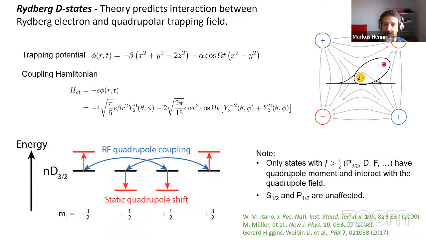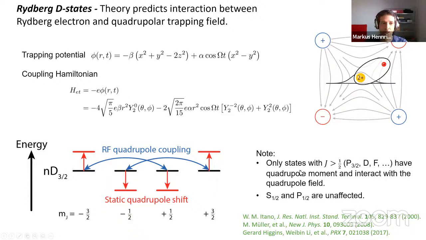If you go instead to Rydberg D states, then the thing gets a little bit more complicated. The reason is that the D states couple to the quadrupole field, because they have a quadrupole moment, and the quadrupole moment interacts directly with the quadrupole field. S1/2 and P1/2 states are not affected because they don't have a quadrupole moment. But everything with J bigger than 1/2 has a quadrupole moment, and due to that interacts with the quadrupole field.